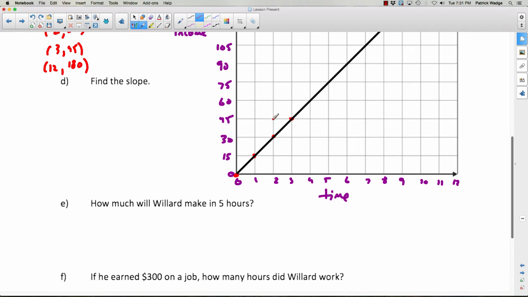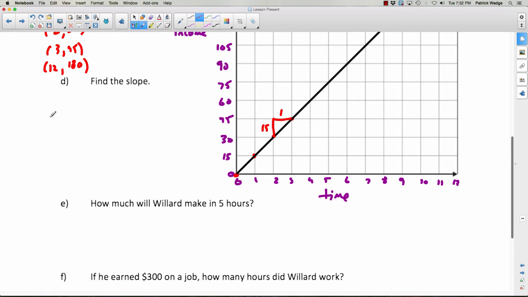So I'm going to draw my little triangle. I'm going to calculate my rise and run. The run's really easy, right? It goes from 2 to 3. This is going up by 1, so this is just 1. But the rise is a little different. It goes from 30 to 45. Remember, it went up 15 and 15 and 15 and 15. So this amount right here is 15.